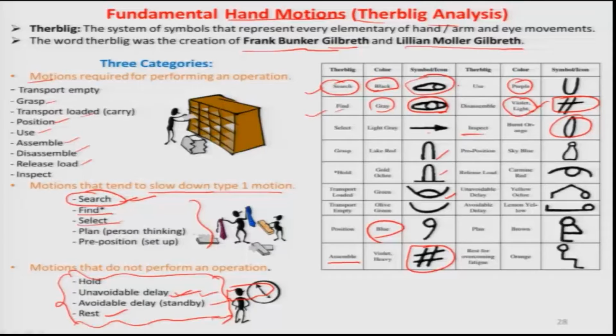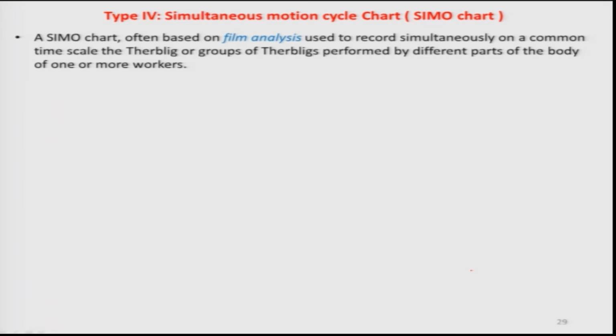Okay. And these symbols and color codes are used in a motion study. We will use them in a chart called the simultaneous motion cycle chart, that is called the SIMO chart. Here we will use those Therbligs to make a SIMO chart. What is the SIMO chart? It is a chart often based on film analysis, used to record simultaneously on a common time scale the Therblig or group of Therbligs performed by different parts of the body of one or more workers.